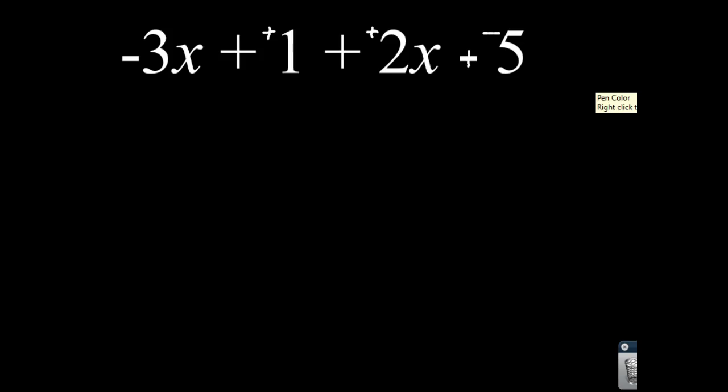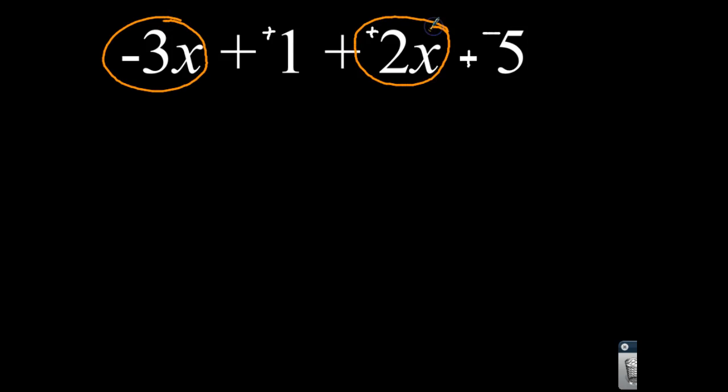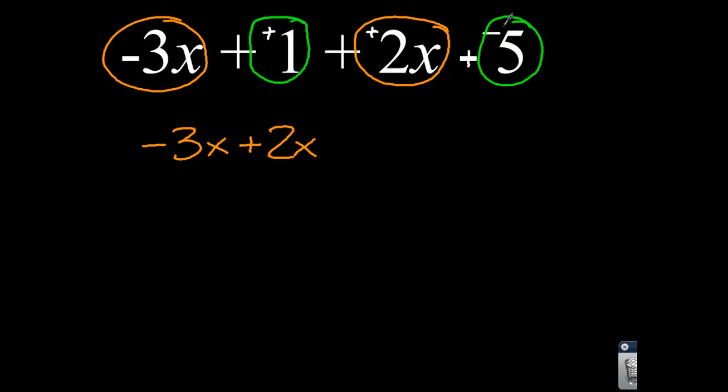Okay, so here's a variable term and here's a variable term. So these two together, I'm going to write negative 3x plus 2x. And then here I have a positive 1 and a negative 5. Now notice I have adding in between each of them because it's just like saying and. I have negative 3x and a positive 1, and a positive 2x, and a negative 5. When you do it that way, you can just identify what they are, and then you can add or subtract them in any order.